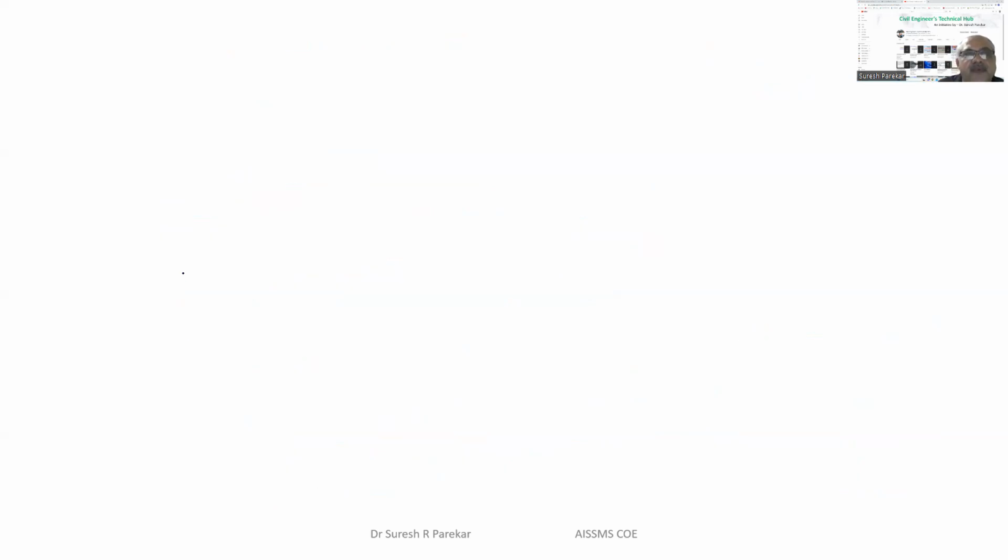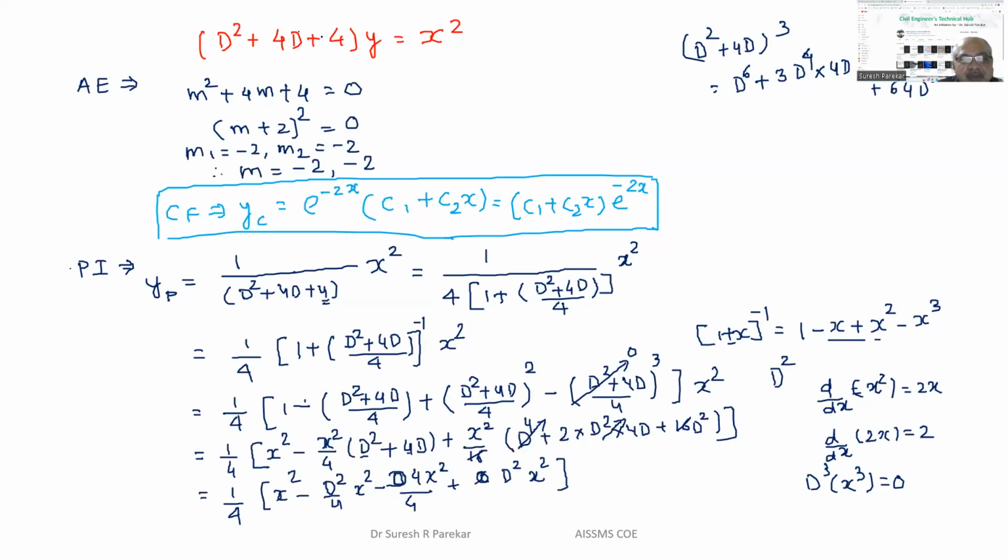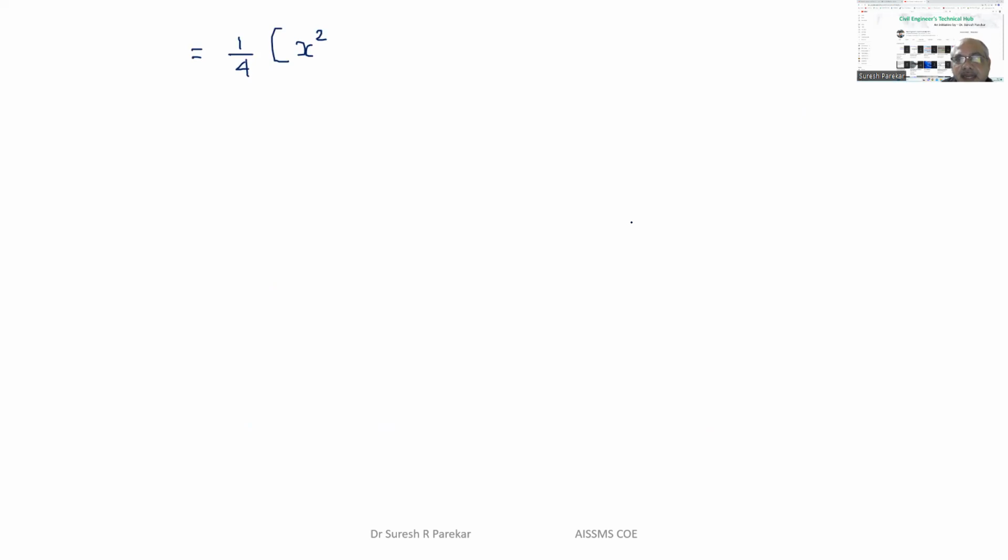So we have 1 by 4 which is common for all. So equal to 1 by 4. The first term is as it is, which is x square. Now in the second term we have D square x square. So what value will we get? Now we will find both values. If I write here D square x square, first D we will get as 2x and second D we will get as 2. So D square x square is 2 and D of x square is equal to 2x. So we will substitute these values.